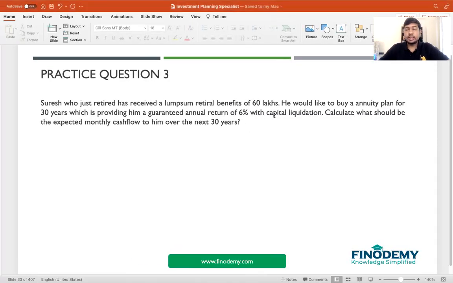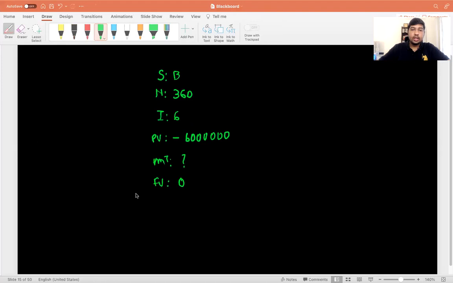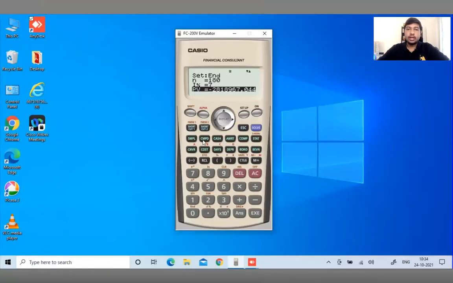Why? Because it is mentioned that it is a capital liquidation method. And then you have payment per year, which is 12. Compounding per year is 1. Remember, from the examination perspective, it will be 12, but practically it will be 1. So you have these inputs, and then you put it in the calculator and press solve.